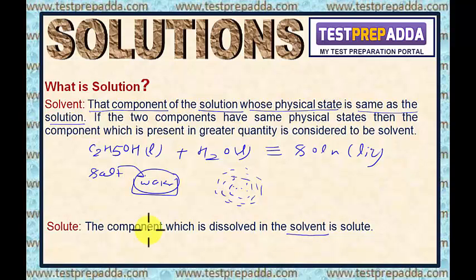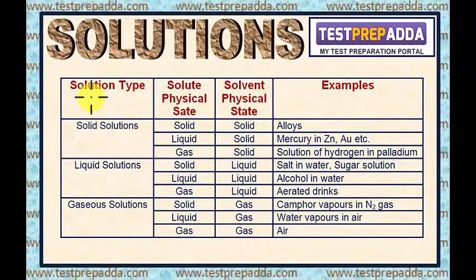My point is clear? Dear students, component of solution can be in solid state, liquid state and gaseous state. And depending upon the physical states of solvent and solute, 9 types of solutions are possible. Let me show you. You can see here I have written the solution type: solid solutions, liquid solutions, gaseous solutions. When you say solid solutions, the meaning of this is your solvent is in solid state. When you say liquid solutions, means solvent is in liquid state. When you say gaseous solutions, means the solvent is in gaseous phase.